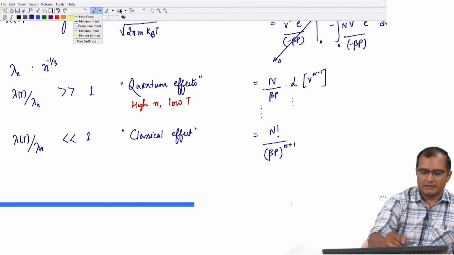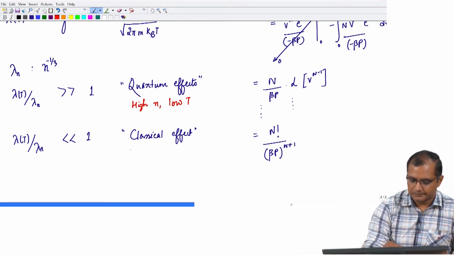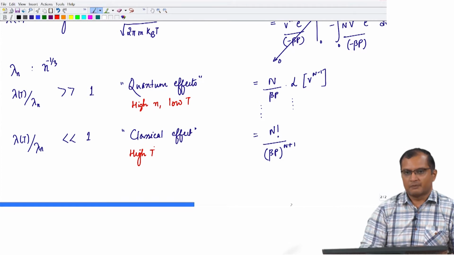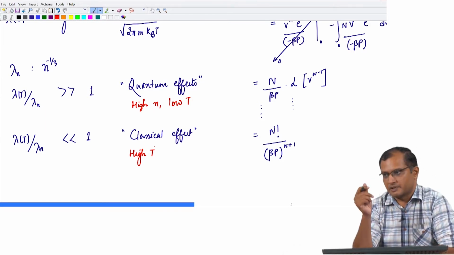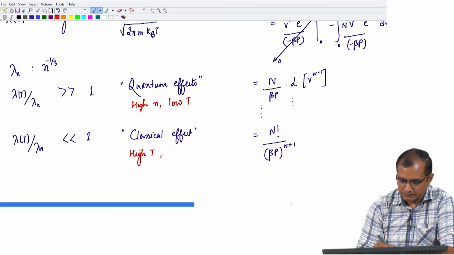So, here you are talking about high temperature that will make your de Broglie wavelength very small because it will go as 1 upon square root T, and you will talk about low density.